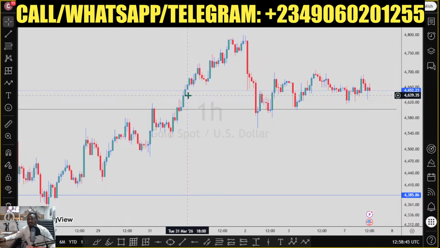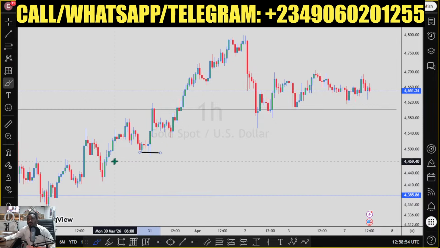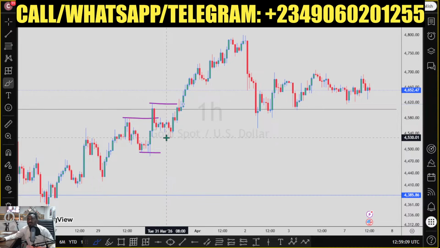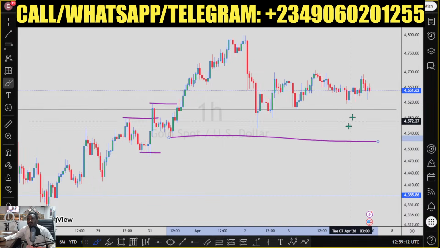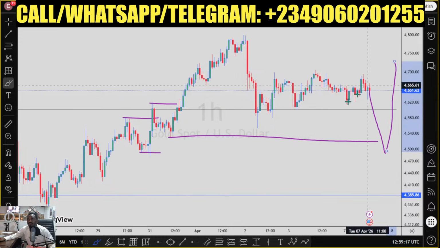You can see that. So the sweep occurred at this zone. Let's change the color. Took out this structure, comes down, take out this structure. This structure needs to be revisited. So that is another way around.